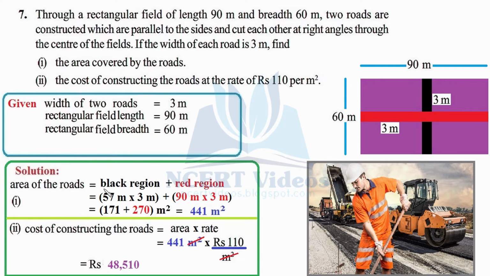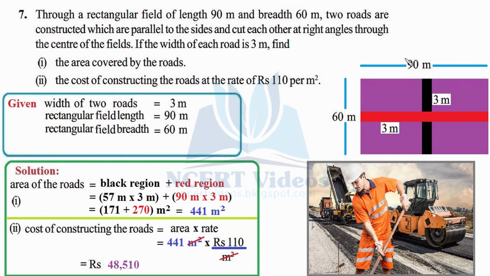So the solution will be: area of roads will be area of black region plus area of red region. So the black region will be, this total is 60, but we have to subtract this length, that is 3 meter. So 60 minus 3 is 57 into, this is breadth, because length into breadth will give the area of this portion, 3, plus the red region is complete. This is complete. Here is the trick, that is we have to take it in one road only. Either we could have taken it in the black road as we did in the previous question, but this time we are taking it lengthwise. So this is the trick. We have to consider it only once.